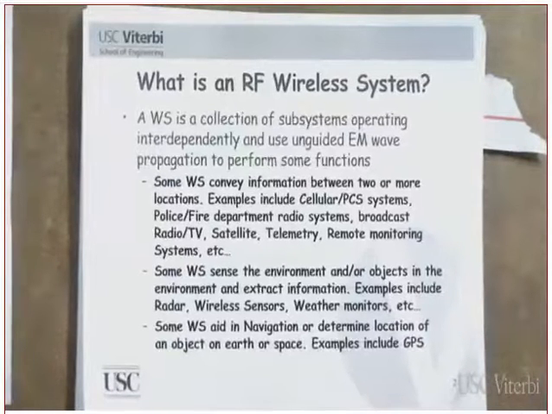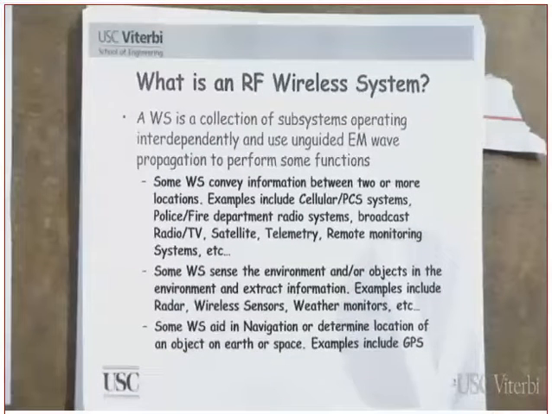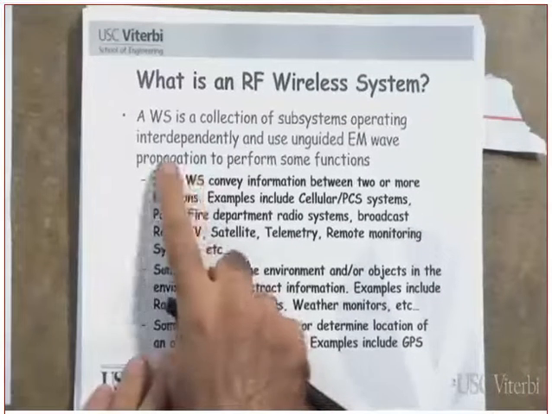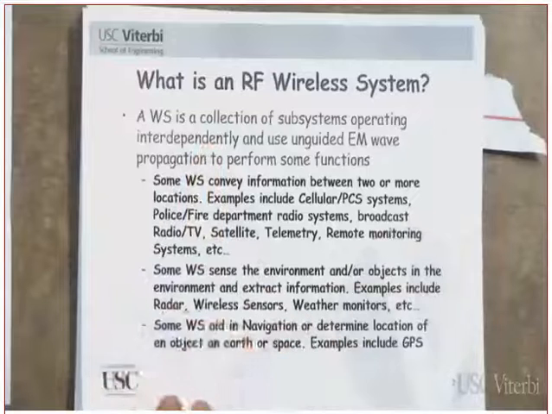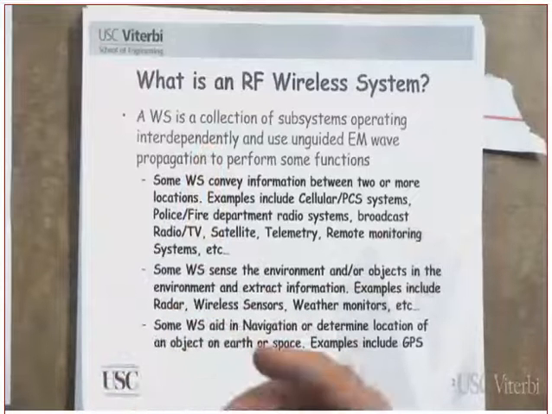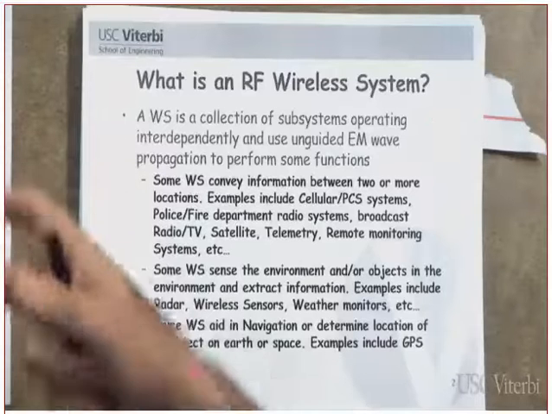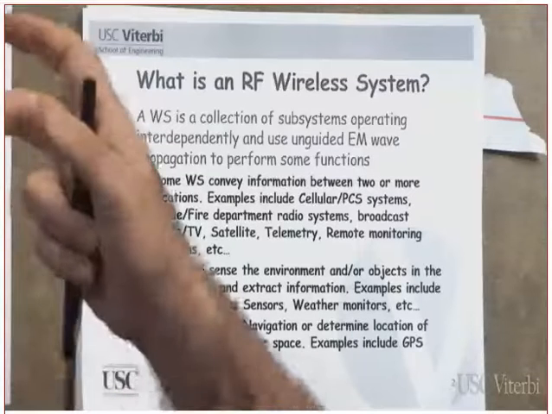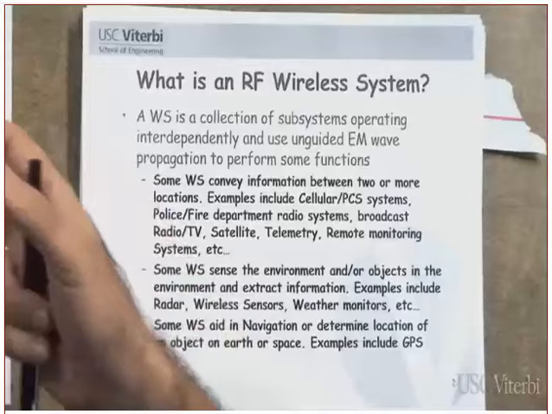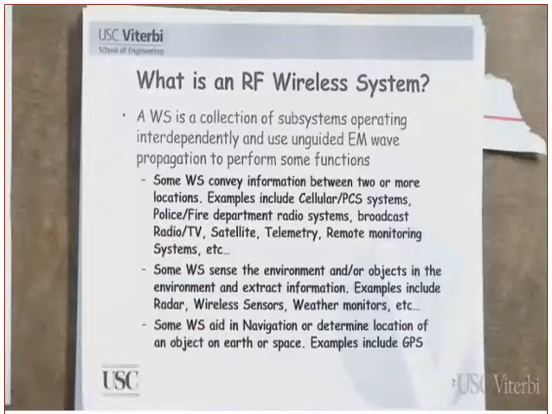It's a collection of subsystems that are operating interdependently. Notice, by the way, not independently, interdependently, which means what? They depend on each other. Those blocks depend on each other. And use, of course, unguided electromagnetic waves. Unguided means what? Not like through a cable or a fiber or over copper. It's what? Through the air, through using the free space. It's unguided electromagnetic waveform propagation to perform some functions.